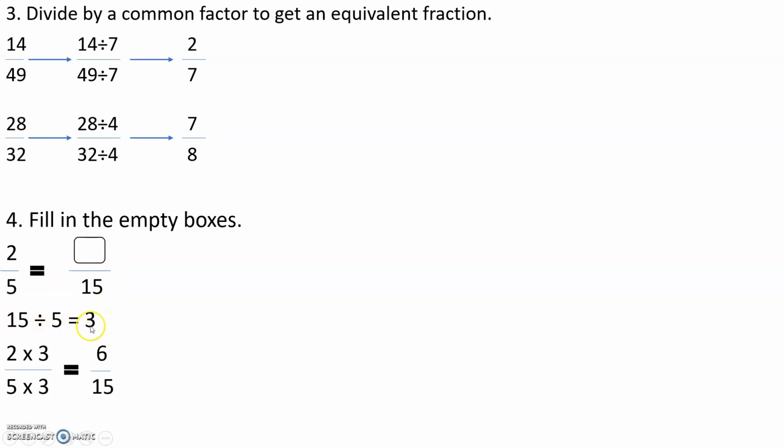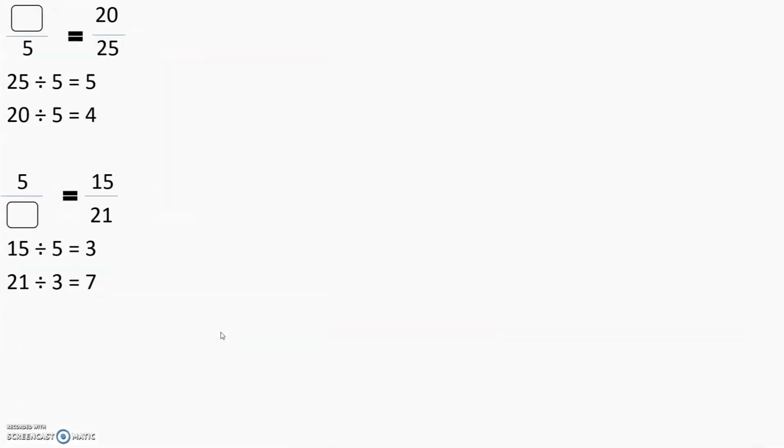3. मेरे को आंसर आया 3. Now this 3 I will multiply here. This fraction I'll multiply it by 3. So 2 upon 5 into 3 gives me 6 upon 15. Now this 6 will come here in this box. Next one.